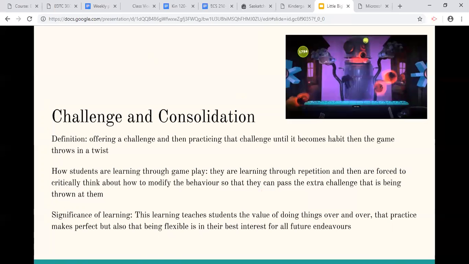The significance of this learning is it teaches students to value doing things over and over. That practice makes perfect, but also that being flexible is important to your future. So in the picture up here at the top, this is one of the bosses, and he throws hot coals at you, and you have to jump and then use your blow dryer, essentially is what it is, and blow these gears, which then blow the coals away from you.